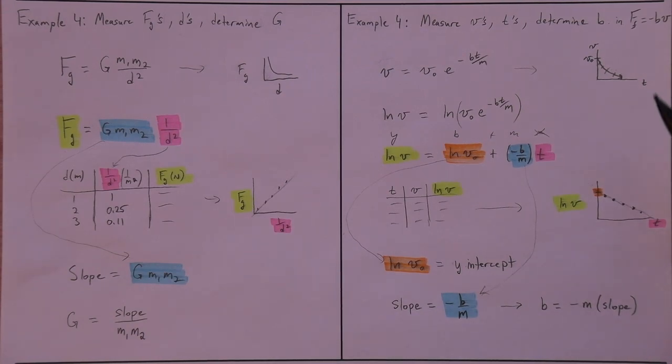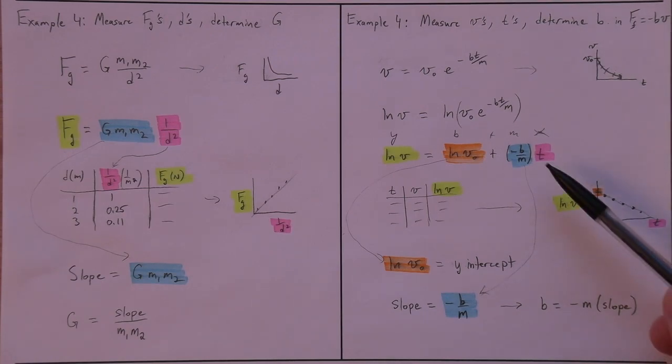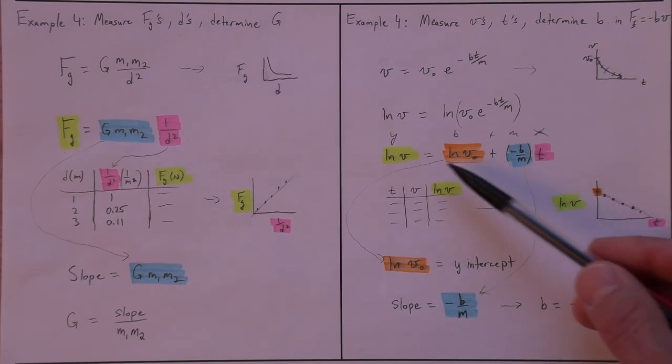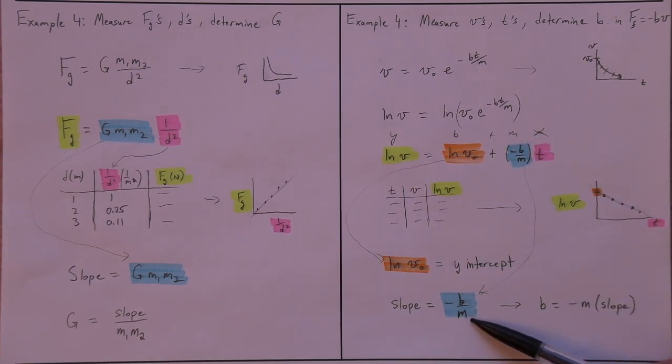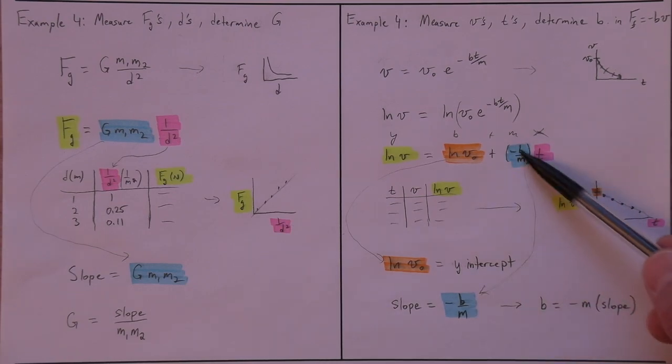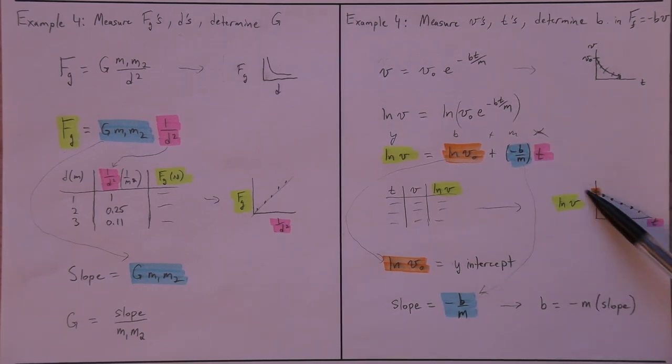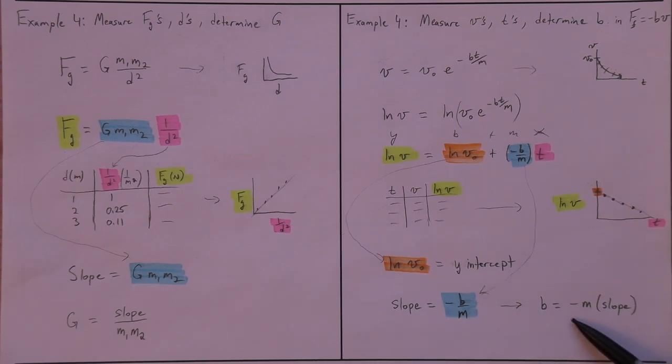And then the purpose was to determine b, that constant in the force of friction. We could see that the slope of this line, y equals b plus mx, the slope is negative b over m. So you calculate this slope, you set it equal to there, or you could solve for b by multiplying negative m to the other side, take the slope, multiply by negative mass of the object, and you have that frictional constant b. So those are some examples of how to linearize trends.